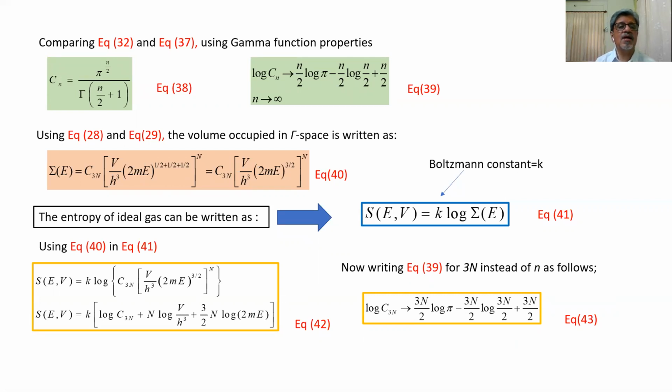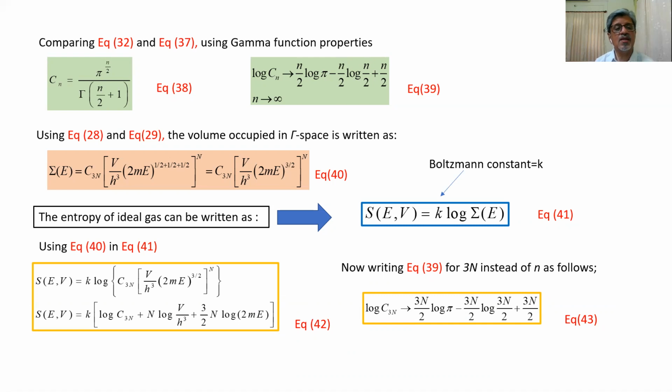Now, using equations 28 and 29, the volume occupied in gamma space is, as represented earlier, Σ(E) equal to C_3n V divided by h³ (2mE)^(3/2), whole raised to n. That is equation number 40. Now, as per the method we have already mentioned earlier, the entropy of an ideal gas can be represented as a function of E and V as k log Σ(E), where k is the Boltzmann constant. We write it as equation number 41.